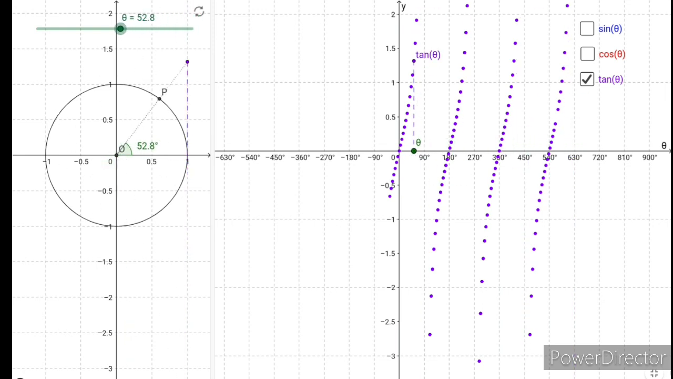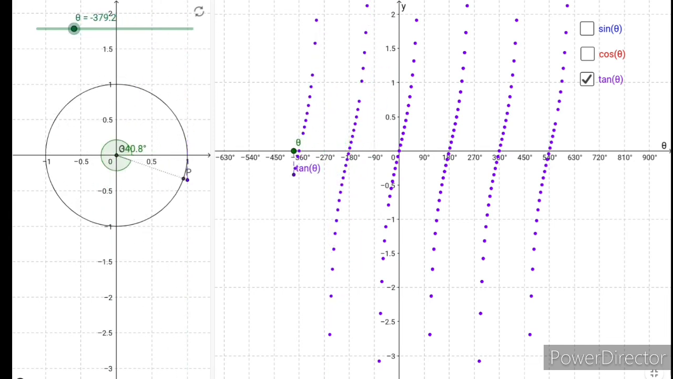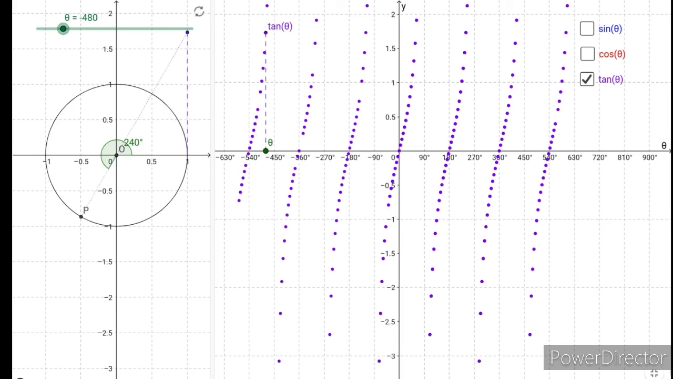Similarly, from 0 to 180, it repeats the same. You can say the same for negative angles. A negative angle means you need to move clockwise. If you move clockwise, theta is denoted as negative. You are going to get the same trend for every 180 degrees.